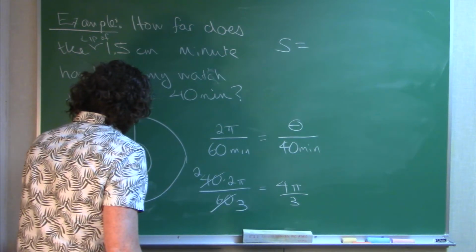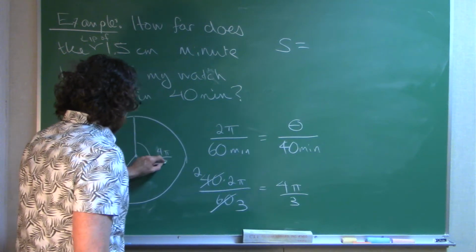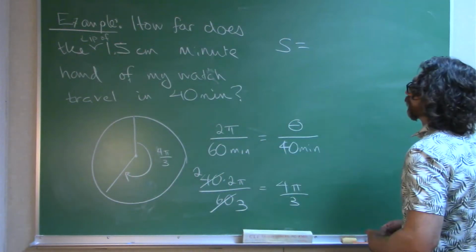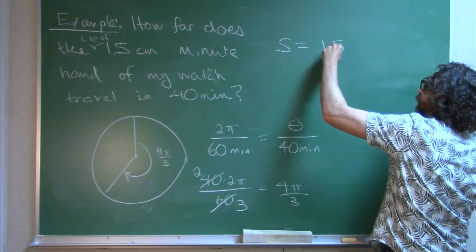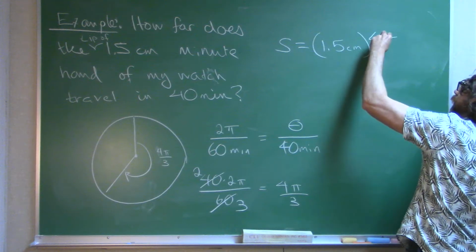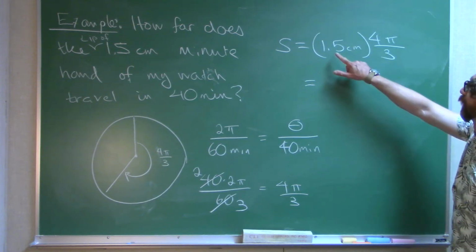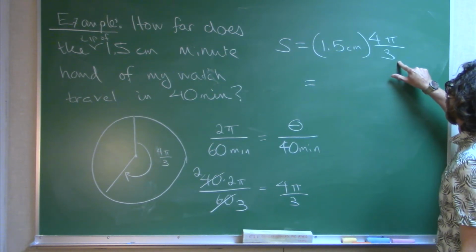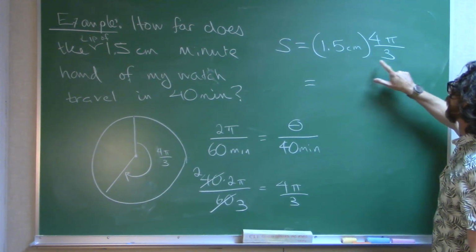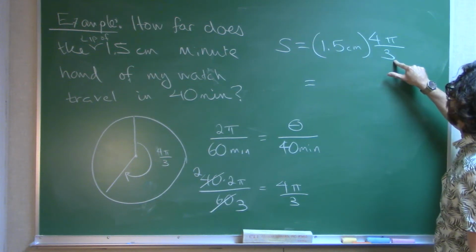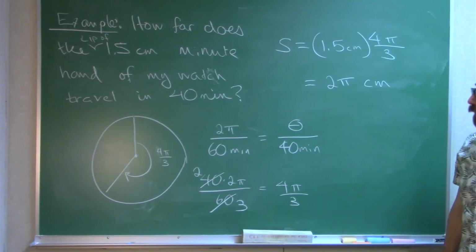Okay, we just figured out that if we wait 40 minutes, we have gone through an angle of 4 pi over 3 radians. So the distance traveled, s, would be r times theta, 1.5 centimeters times 4 pi over 3. Does this work out to be 2 pi? Right, because 1.5, there's 2 of them here, so this works out to be 2 pi centimeters. Oh, that's a neat little thing.